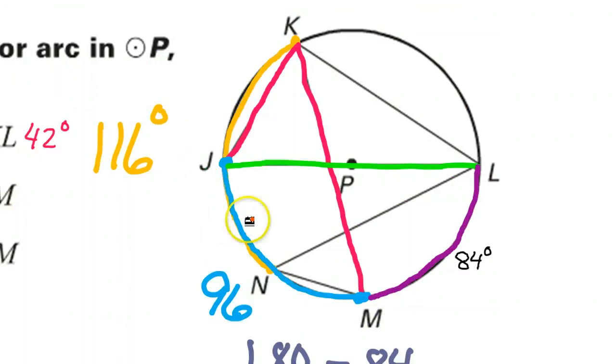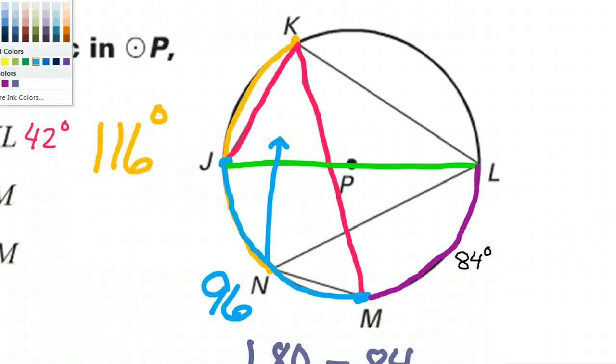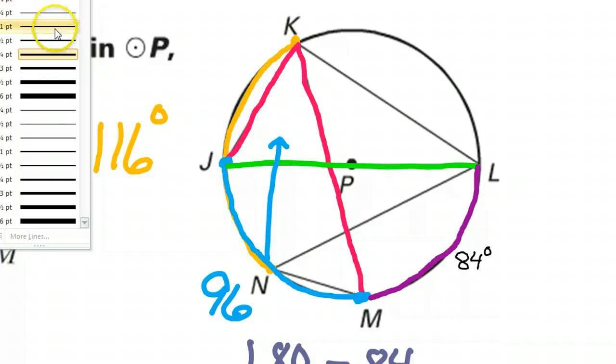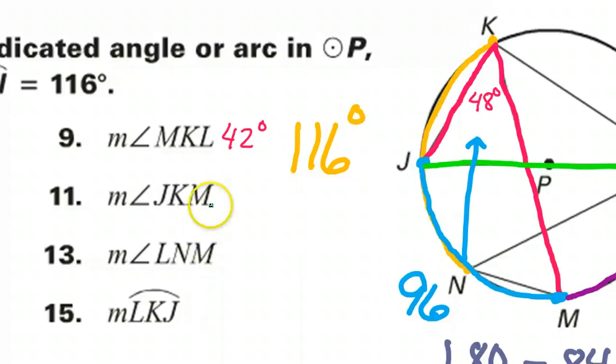Now, the reason we wanted that is because now we can find the inscribed angle, which should be half of this. So it's 96 divided by 2, which is 48. And that is the answer to the question. We just found it. Yay! 48 degrees, half of this. So, once again, it's like a puzzle. JKM is 48 degrees.